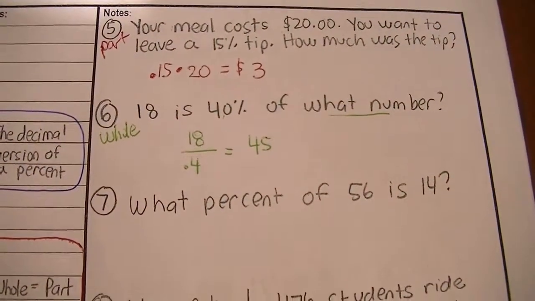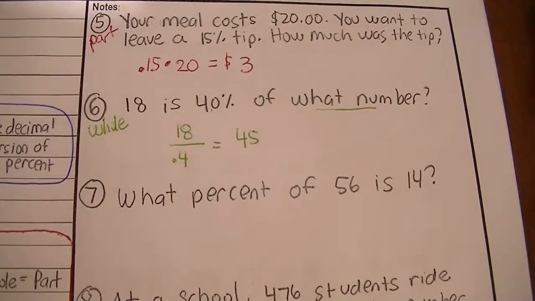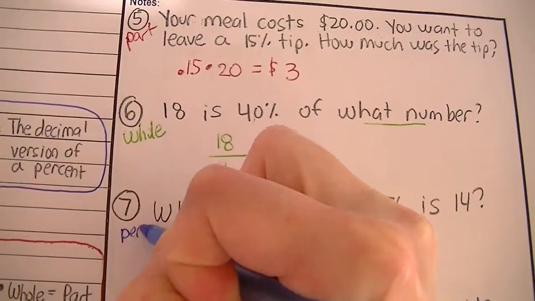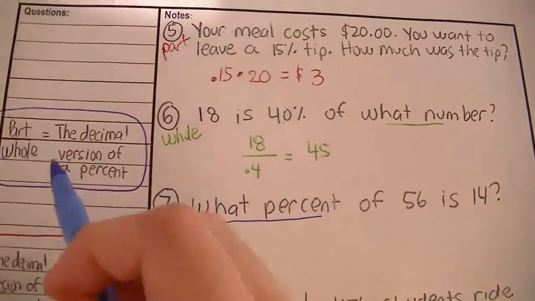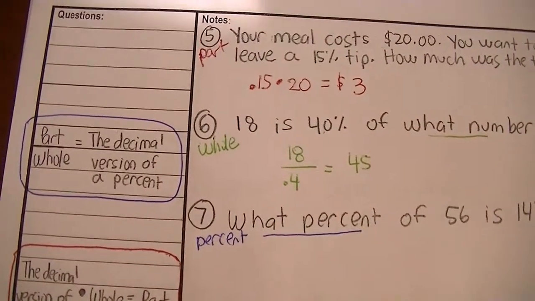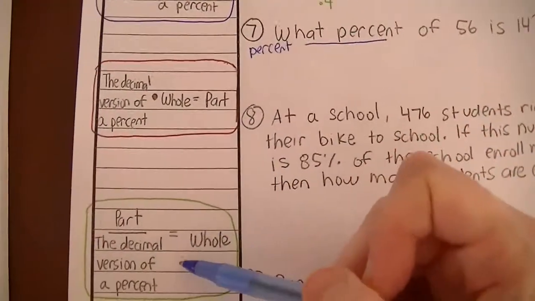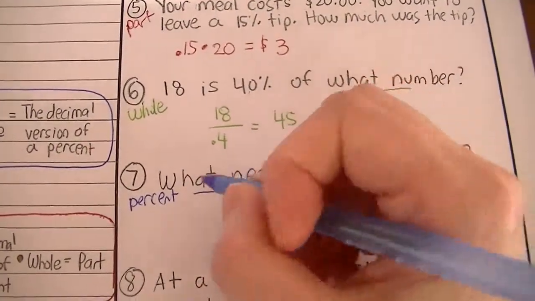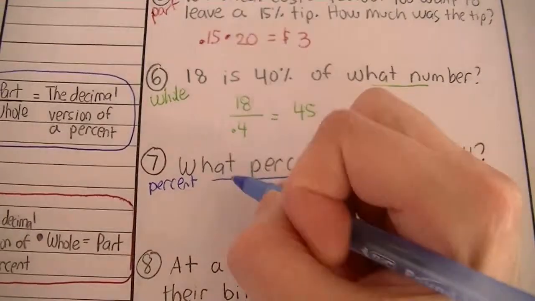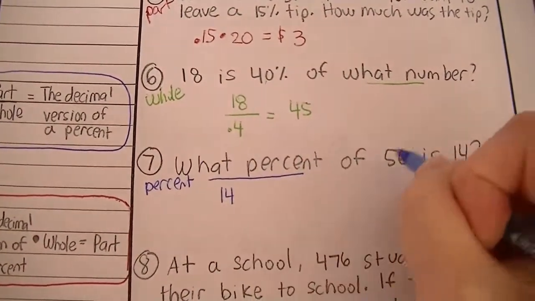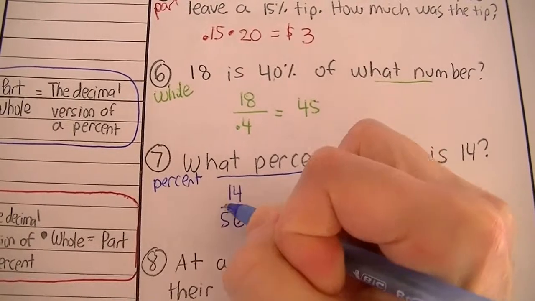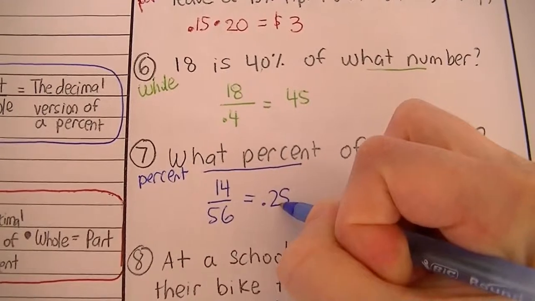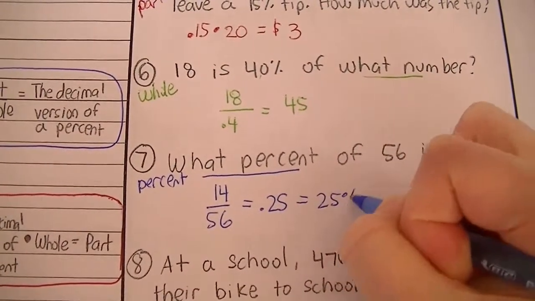Number 7 says, what percent of 56 is 14? We're looking for the percent. So this would be the fastest equation to use, although I hope you know that you can use any one of those. So if you were like, I memorized this one, then use that one, okay? Okay, so I need to have the part, which was 14. The whole is 56. 14 divided by 56 will give me 25/100ths, which is 25%.